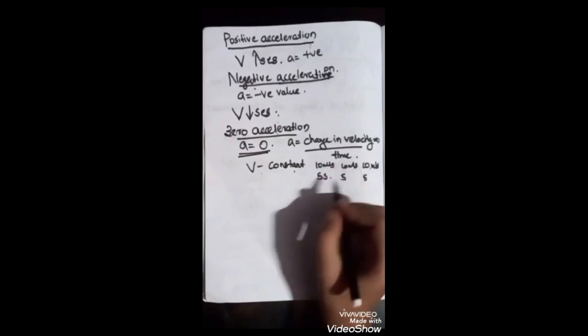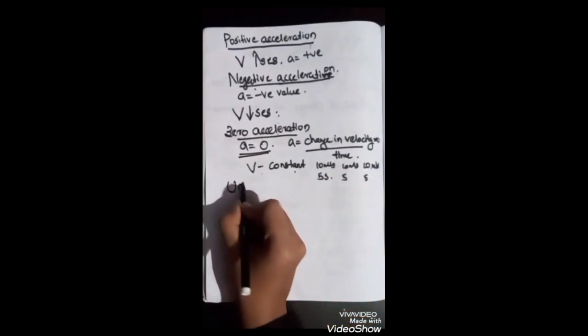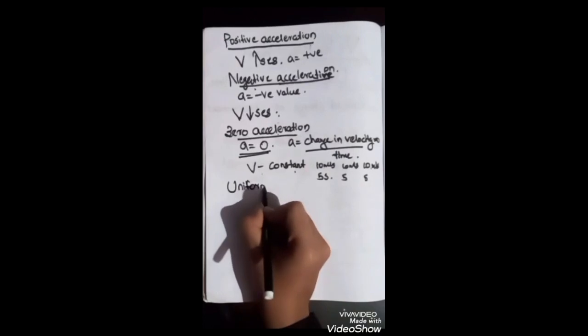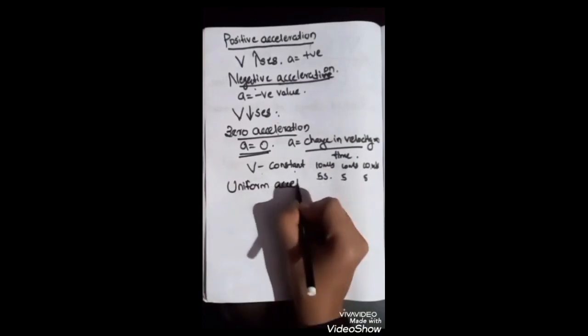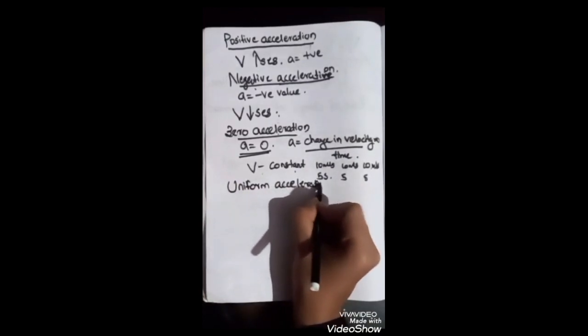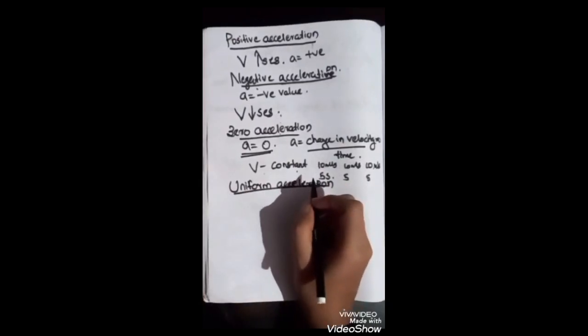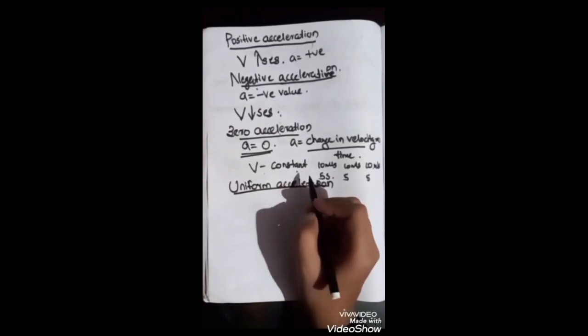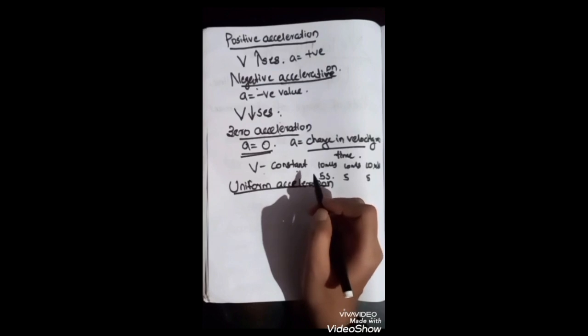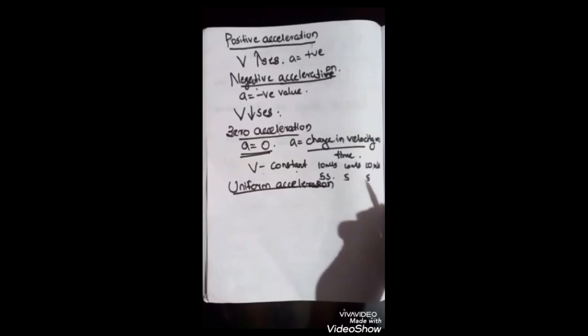Then the next one is uniform acceleration. What do you mean by uniform acceleration? We already studied about uniform motion. What is uniform motion? Change in position of the moving object is equal in equal intervals of time. Then the object is said to be in uniform motion. Then what is uniform acceleration?